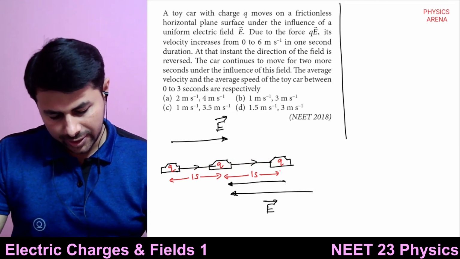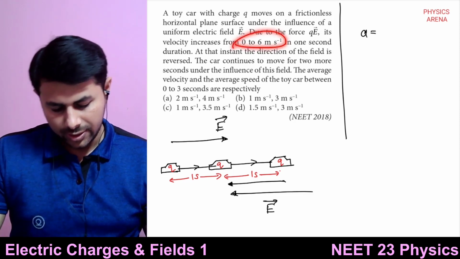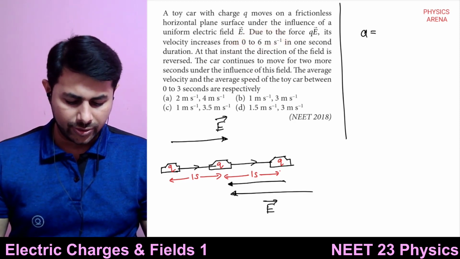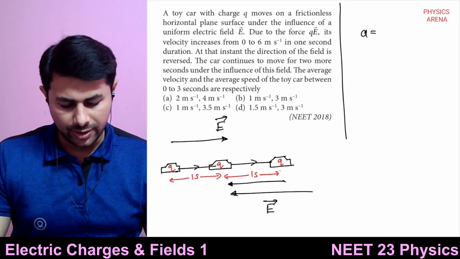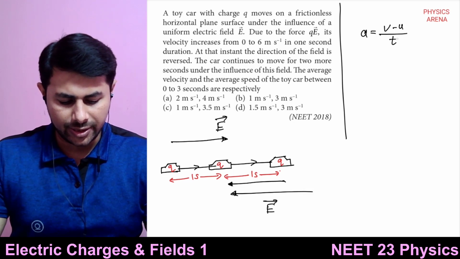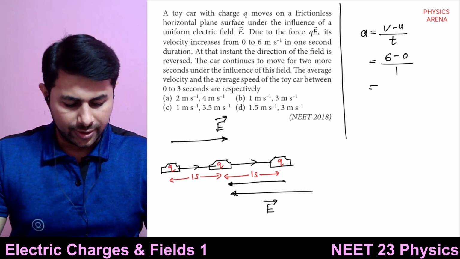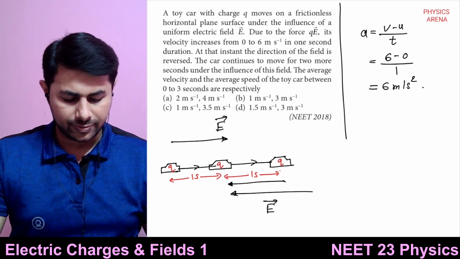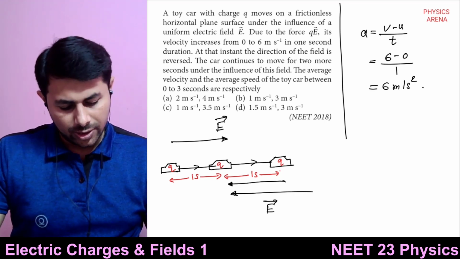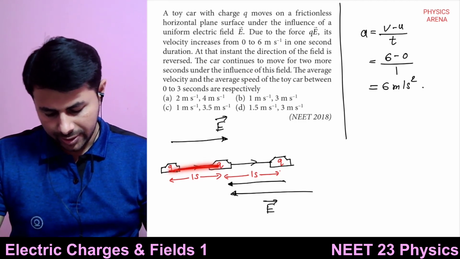So how much is acceleration? Acceleration is, if we consider this thing, it goes from 0 to 6 meters per second in 1 second. So acceleration is (v minus u) divided by t, that is (6 minus 0) divided by 1, 6 meters per second square. Okay, so now we know how much would be this displacement.